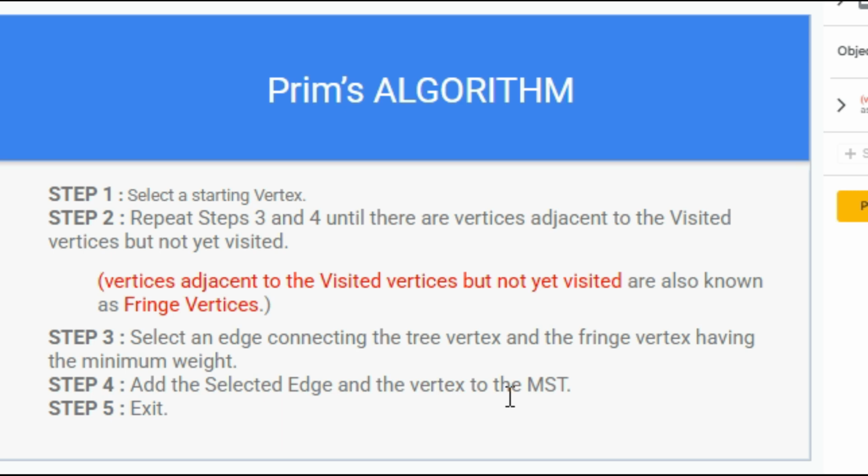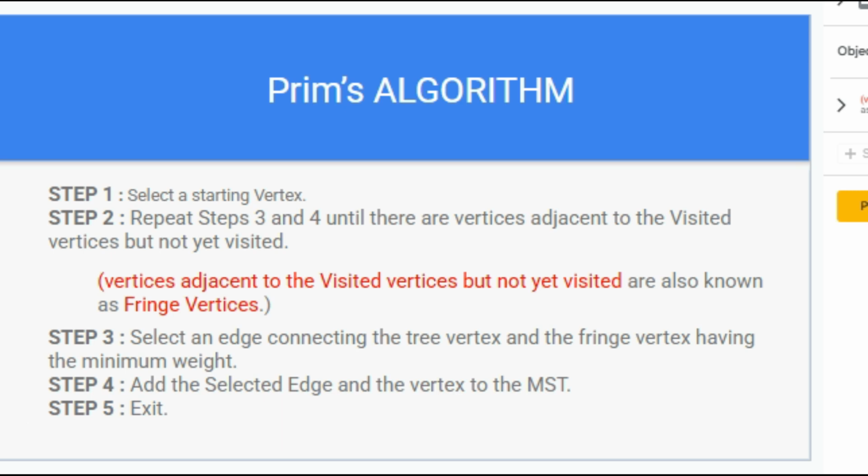This is what we were doing. Firstly we were making a choice and then we were adding it to our minimum spanning tree. We are creating a new graph. Then you need to keep on repeating steps 3 and 4 until all the vertices are covered. Once you have covered all the vertices, you need to stop. So this was the definition of Prim's algorithm.